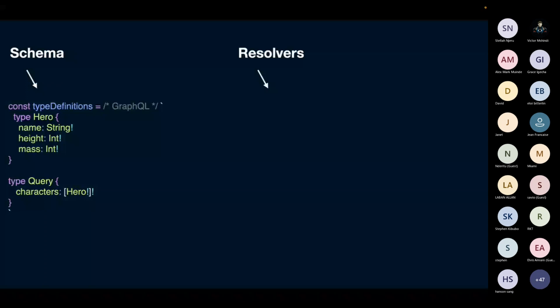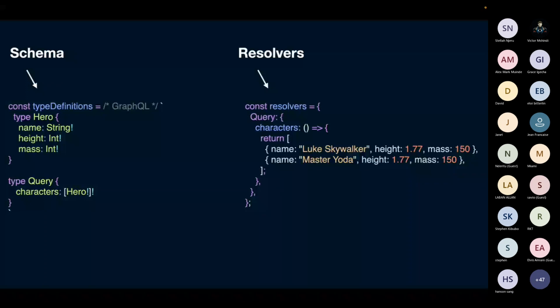And then the resolvers are just functions. These functions return some data, and this data again is constrained to the schema. In this type, we're just returning an array of objects, and inside each object we have a name, a height, and a mass. So you can see the results and the schema are fairly similar.